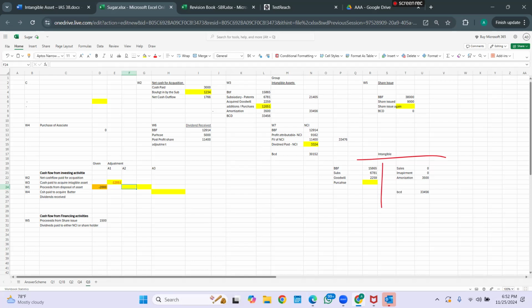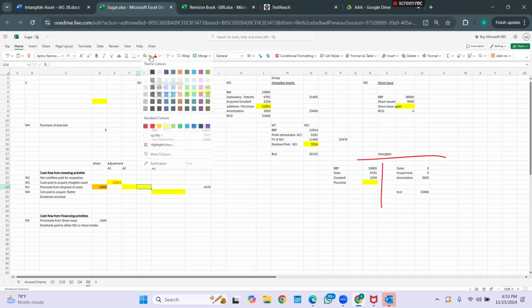There are two ways of attempting it. One, you can show the net impact. Let me keep this as your final. How much do I need to show? I need to show plus 4370. You can show the net impact, or you can show it step by step. It's totally up to you. Whatever approach you use, I am comfortable with it.